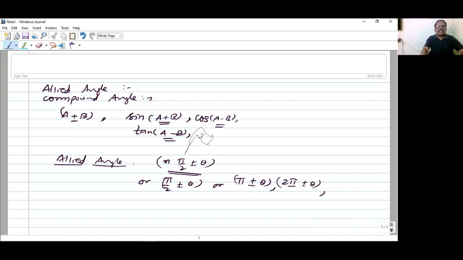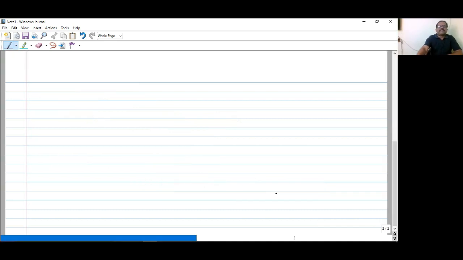In this topic we are going to see the allied angle formulae and the compound angle formulae, one by one. This topic is very important for engineering diploma first year. Today we are going to see this topic especially for the diploma students. So now let's see the compound angle formulae first.